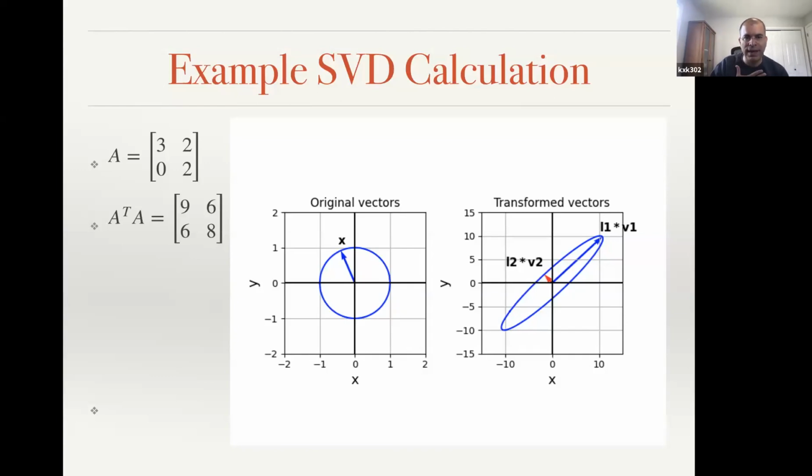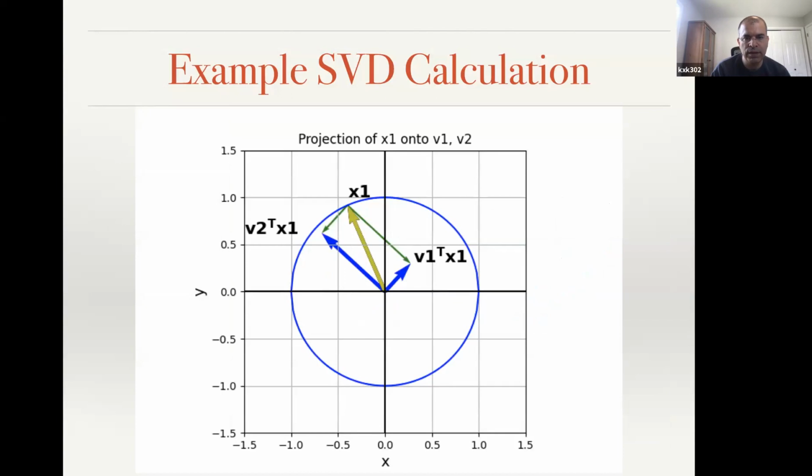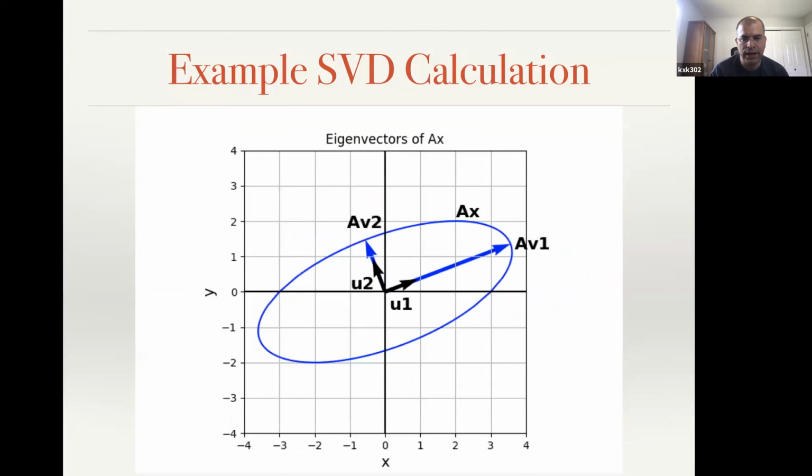But we're interested in AX. We're not interested in A transpose X. So what we do is we take this X1 matrix and project it onto V1 and V2. We get these 2 values. Then we go to the ellipse, and we know the maximum direction of stretching is given by AV1, AV2. Those vectors don't have a length of 1. So we divide them by their length and we get U1 and U2, which give us a direction of stretching and have length of 1.